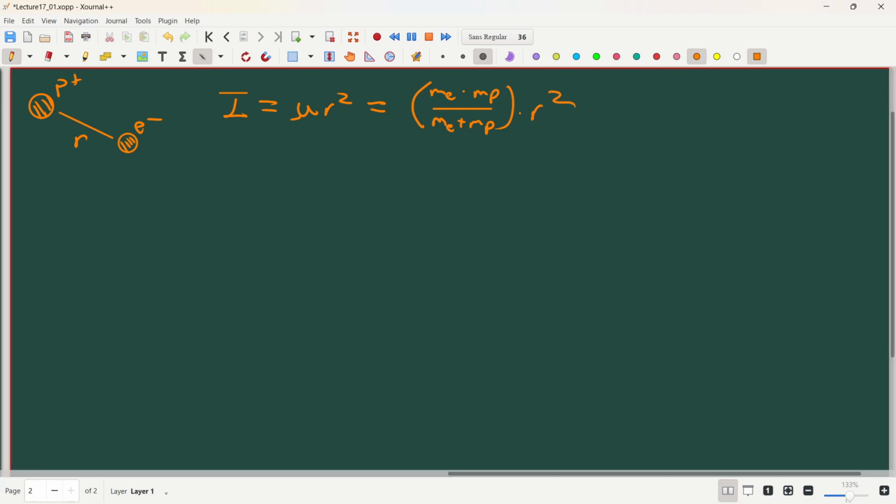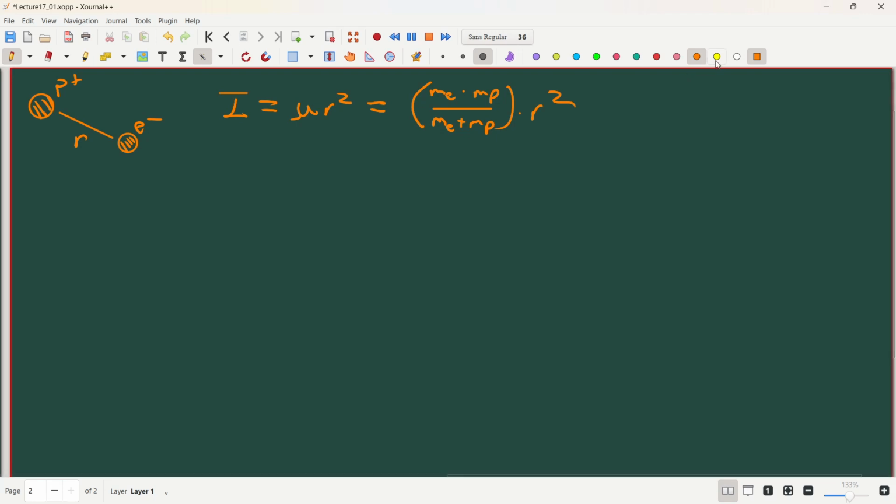Okay, and remember that the mass of the proton over the mass of the electron is about 1,000.